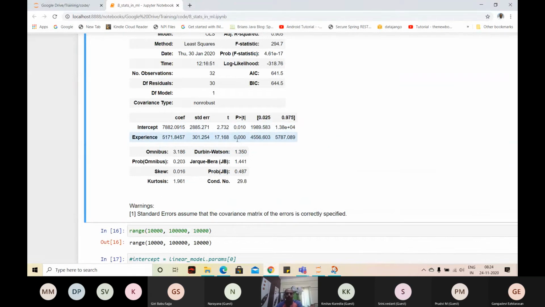Got it? The p-value 0, how did we get it? What is this t-statistic? Why are we calling it a t-statistic? Because whenever you build a model, you always take a sample. You will not take the population and try to build the model. You always take a sample, because when you have access to the population, that means the data is not going to grow anymore. No need to predict.